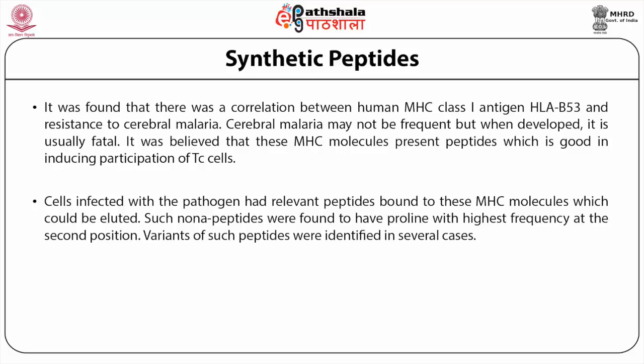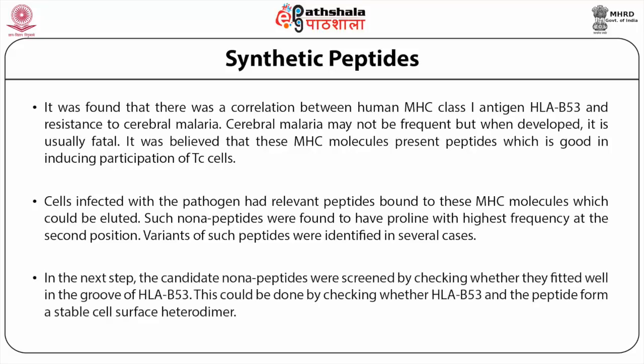Cells infected with the pathogen had relevant peptides bound to these MHC molecules, which could be eluted. Such nonapeptides were found to have proline with highest frequency at the second position. Variants of such peptides were identified in several cases. In the next step, the candidate nonapeptides were screened by checking whether they fitted well in the groove of HLA-B53. This could be done by checking whether HLA-B53 and the peptide form a stable cell surface heterodimer.